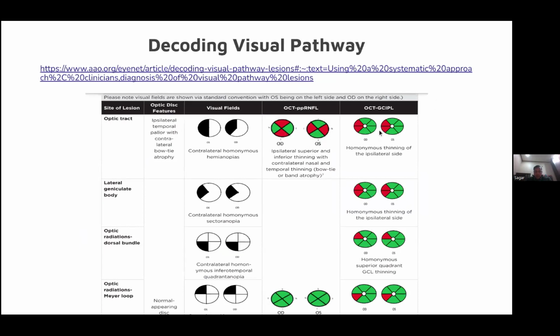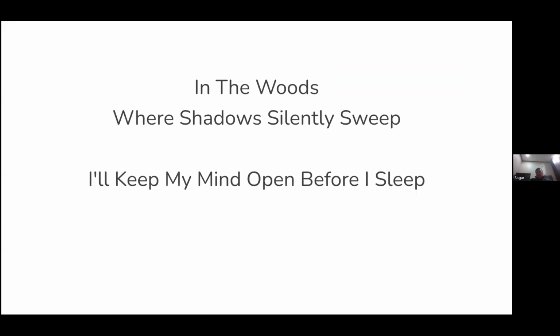And on the GCL IPL, this is the homonymous loss here. So we got almost a similar defect in our patient. And this patient has a history of childhood meningitis. So this is a neurological sequela and not glaucoma.